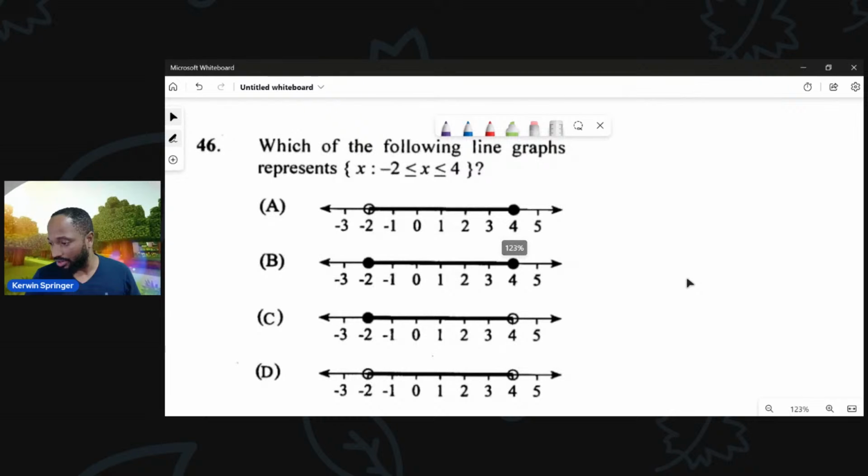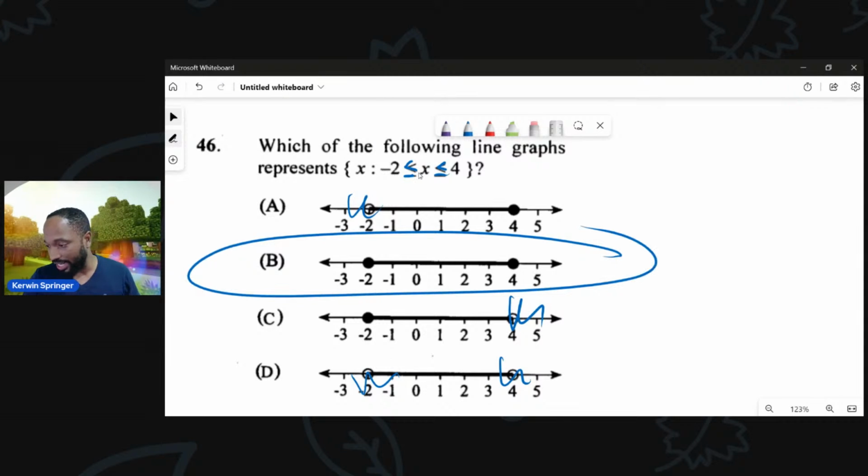Now, the following line graphs represent that. So I've seen both of them have the little equal sign there. So I expect to see a double shade on each. You must throw some shade here. But anytime you see this, throw some shade. B is the answer. I don't need to watch anything else.